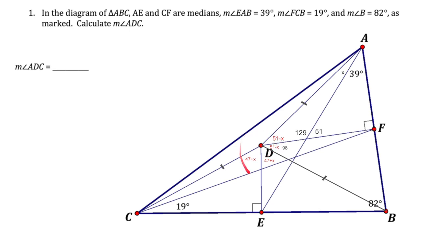Subtract that from 360 because this is a circle, and the angles in a circle add up to 360. So simply subtract this from 360, and we get our final angle measure as 164. On to the next problem.